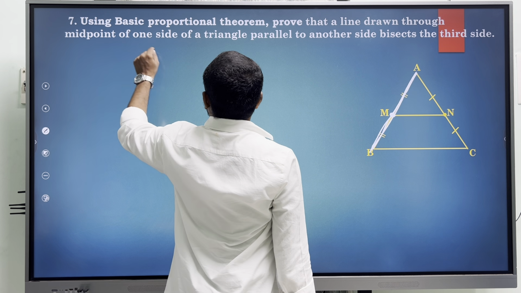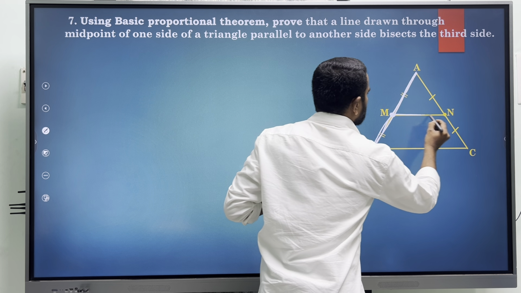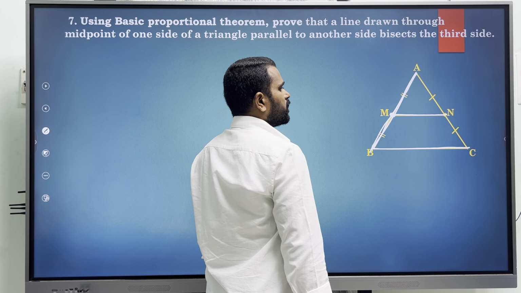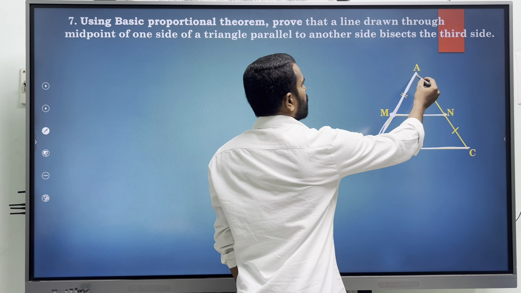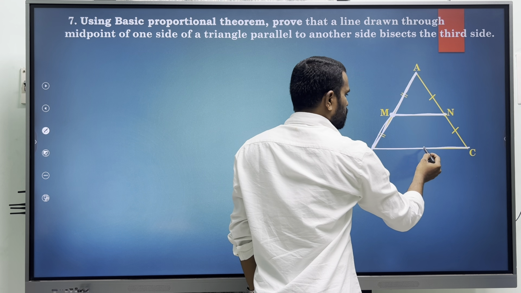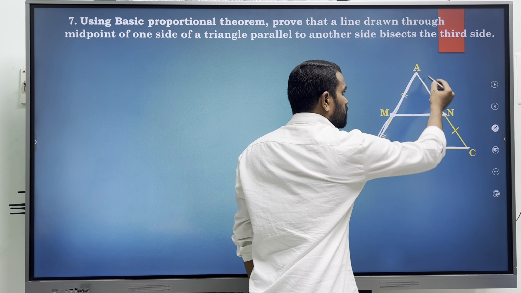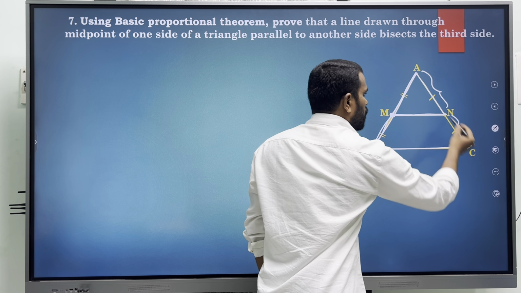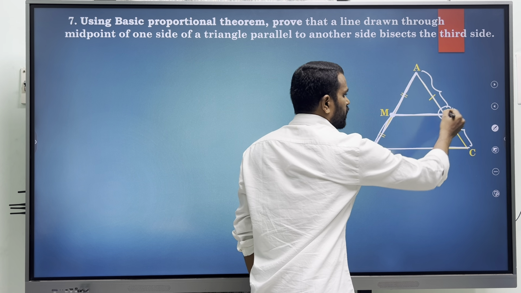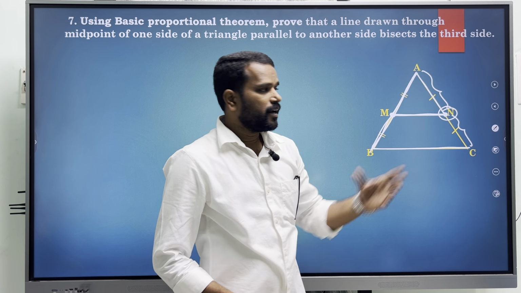Then midpoint of one side of a triangle. From here, I will draw a line parallel to the other side. What he is telling is that this particular line, which is parallel to the third side and which I have drawn from the midpoint, will bisect, which means this will also be equal. N will also be the midpoint of AC. Understand?